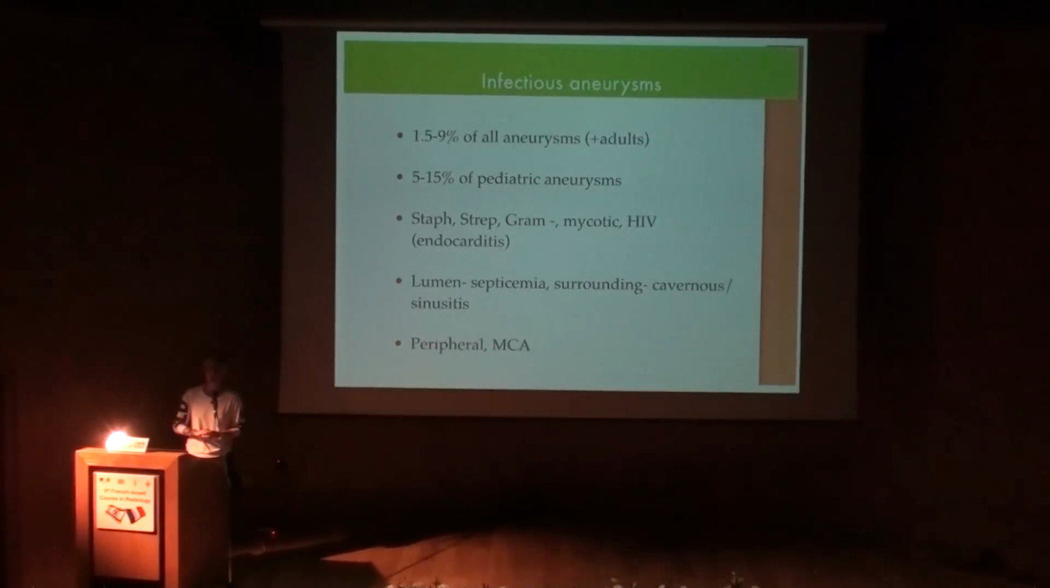We know that HIV patients have a lot of vascular issues, with vasculitis and aneurysms and a lot of changes in their vessels. The cause is probably coming either from the lumen with septicemia or from the surrounding. We can see cavernous sinus aneurysms in kids with a very severe sphenoid infection, causing secondary damage to the carotid and cavernous aneurysms.